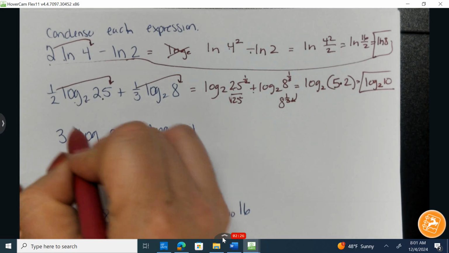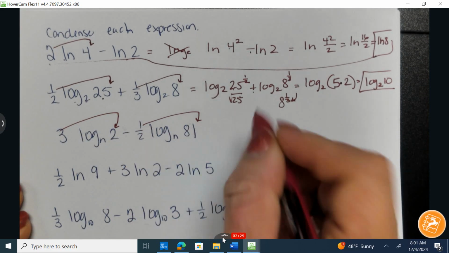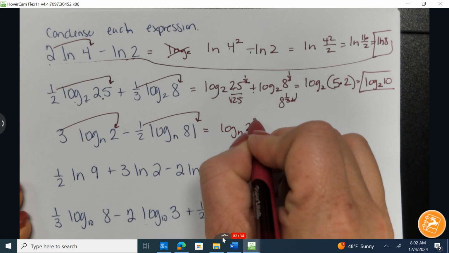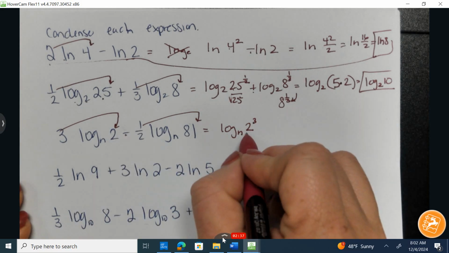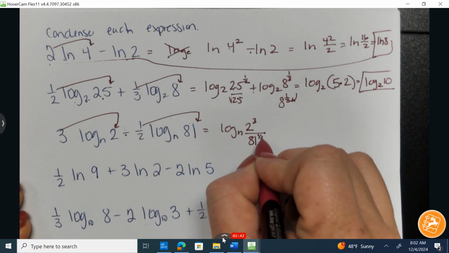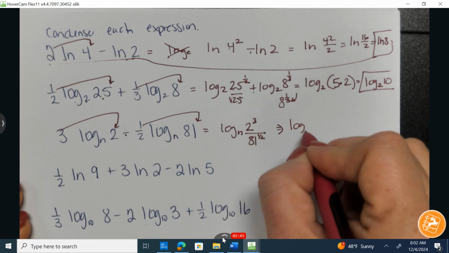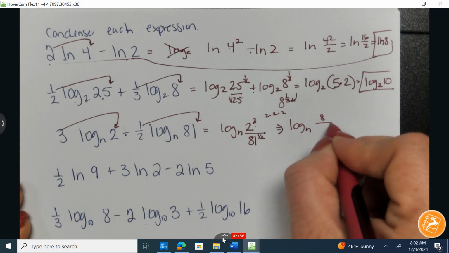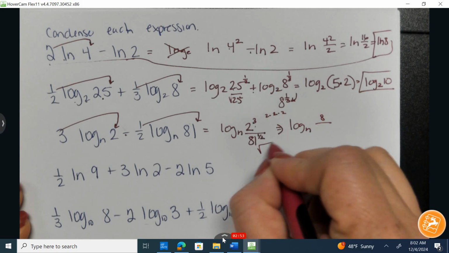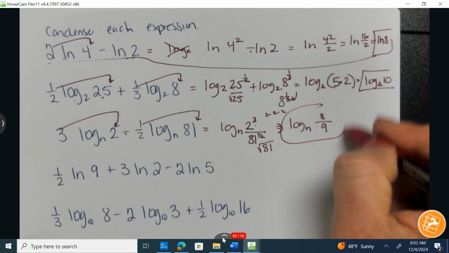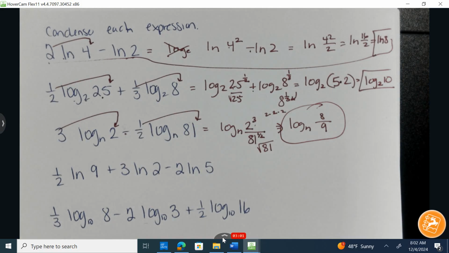Third example, I'm going to take the 3 and draw an arrow, and take the 1/2 and draw an arrow. So log base n of 2 to the 3rd, subtraction turns into division, and I'm dividing it here by 81 to the 1/2. 2 to the 3rd is 2 times 2 times 2, which is 8. And 81 to the 1/2 is equivalent to the square root of 81, which is 9. Now, this cannot be reduced any further. This is my final expression in condensed form.